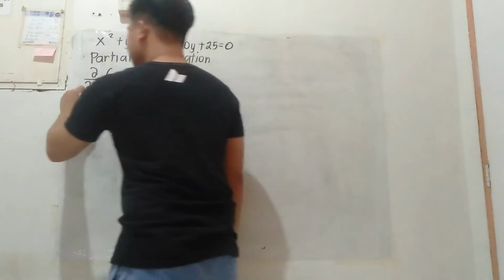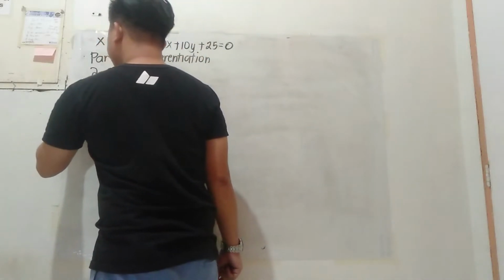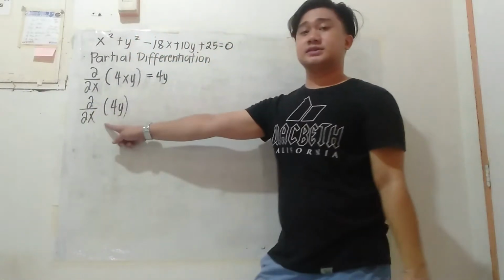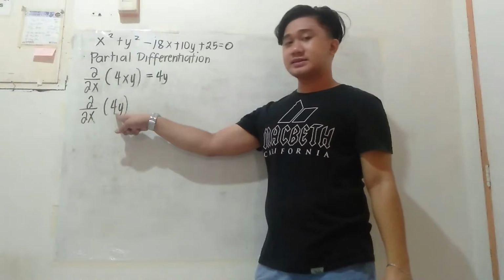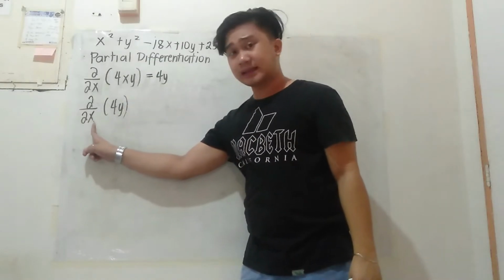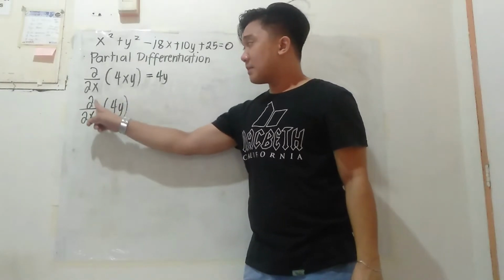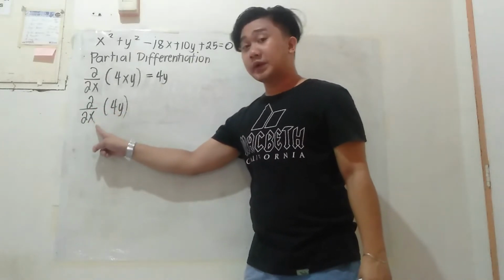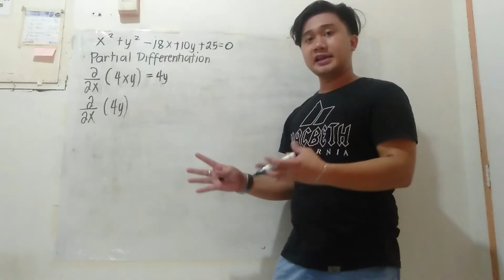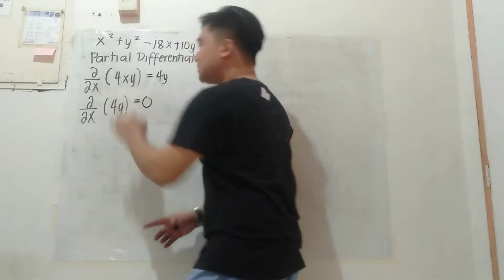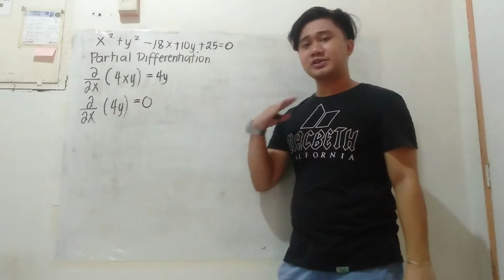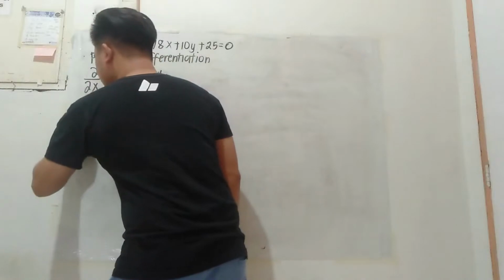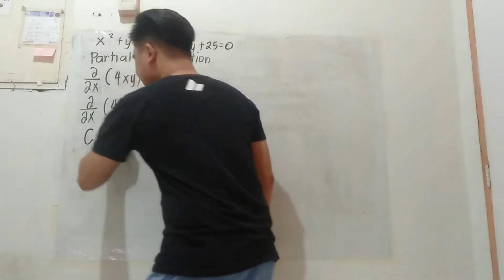Okay? Next, what is the partial derivative of 4y with respect to x? Okay? May nakita kang x? Wala. Ano bang nire-respeto natin? X. Kasi sabi nga, partial derivative or partial differentiation of 4y with respect to x. Walang x. Wala yung nire-respeto mo. Ano gagawin mo? Easy, zero mo. Ganun lang. Wala yung nire-respeto? Zero.